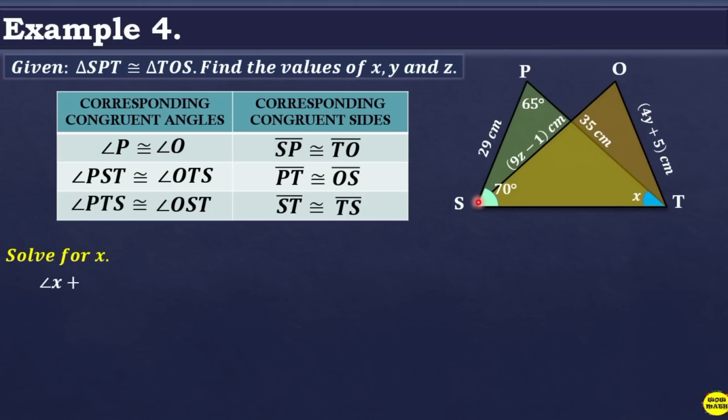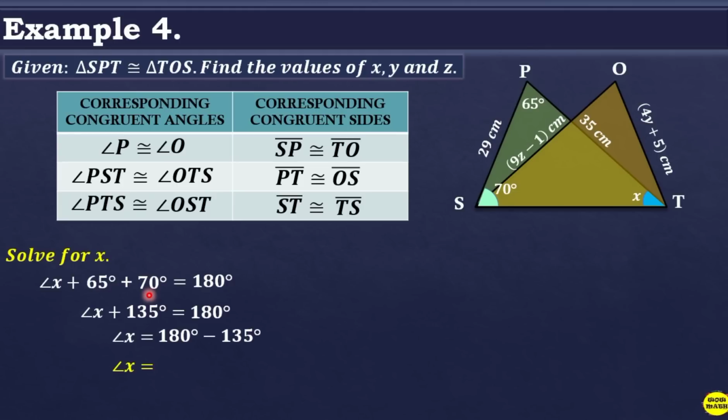So, itong part na to, itong angle na to ay part ng triangle na to. So, ibig sabihin, dapat yung measure ni angle X plus the measure of this angle, 65 degrees, and this angle, which is 70 degrees, dapat mag-equal siya sa 180. So, itong angle X, 65 and 70, dapat 180 yan. So, we have angle X, add natin to, this is 135, is equal to 180 degrees, transpose natin. So, we have angle X is equal to 45 degrees. Okay, so this is 45 degrees. This angle is 45 degrees.